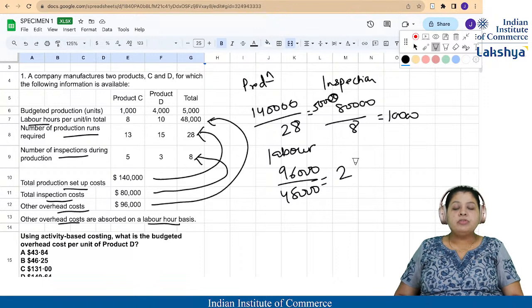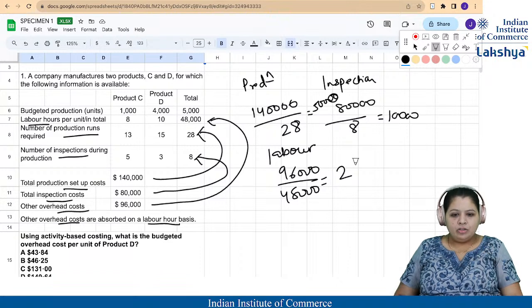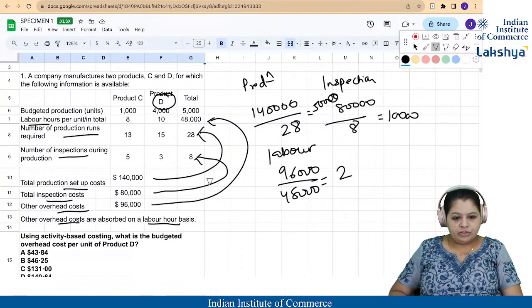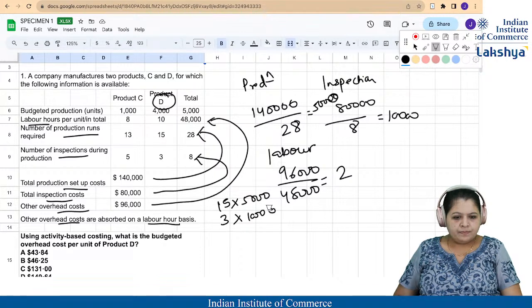Now, what you need to do is you only need to find out the activity-based costing for your product D. So only concentrate on this one product, okay? Don't try to use your time for anything else. Anyways, you have a time crunch here. And now, how do you deal with it? How many setups does this require? So it requires 15 setups. So I'm going to do 15 into 5,000. Then I'm going to do 3 into 10,000, right? And then I'm going to do my 10 into, sorry, 4,000, right? So how many labor hours you require?